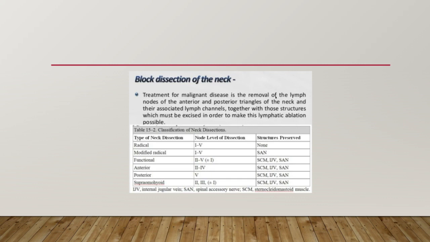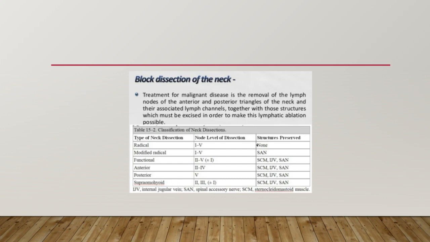So, the removal of the lymph nodes of the anterior and the posterior triangles of the neck and their associated lymph channels, together with the structures surrounding the lymphatic structures, is possible. So, the neck dissections can be classified as radical, modified radical, functional neck dissection, anterior neck dissection, posterior neck dissection, and supraomohyoid neck dissections.